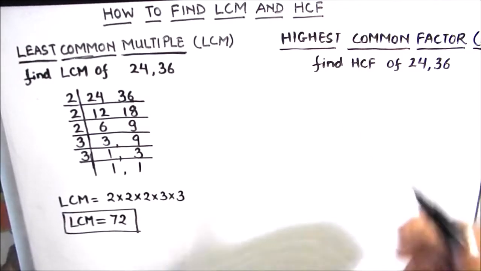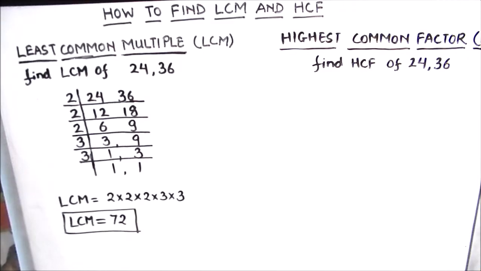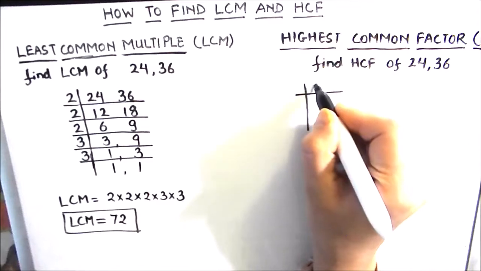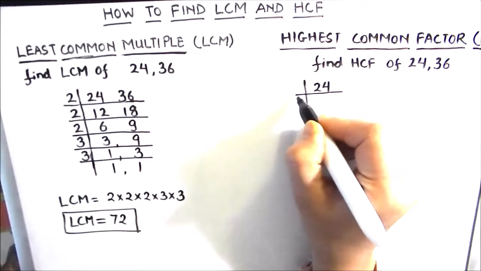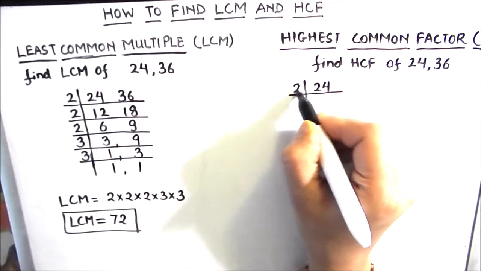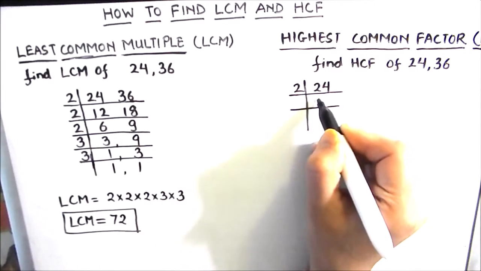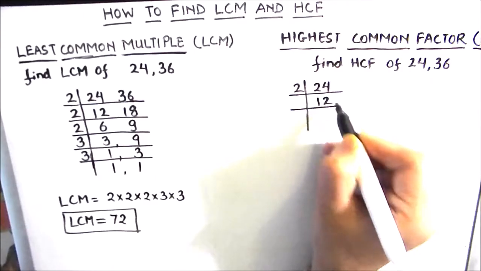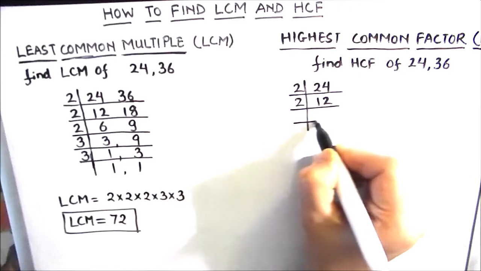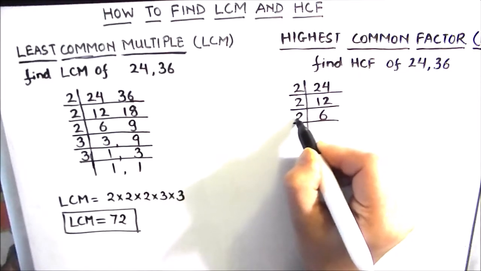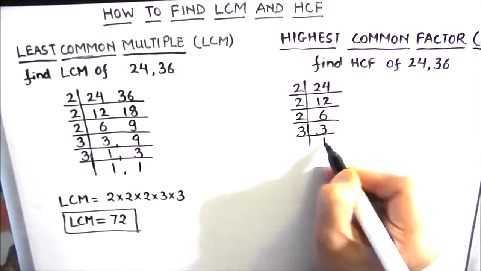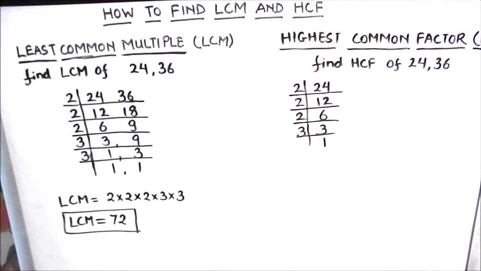Now let us find the HCF of the two numbers 24 and 36. First we'll find the factors of 24, and we'll use the prime factorization method for finding the factors. So 24 is an even number. It is divisible by 2. 2 times 1 is 2. 2 times 2 is 4. Again we can divide by 2. 2 times 6 is 12. 2 times 3 is 6. And 3 times 1 is 3. So 24 is fully divided.